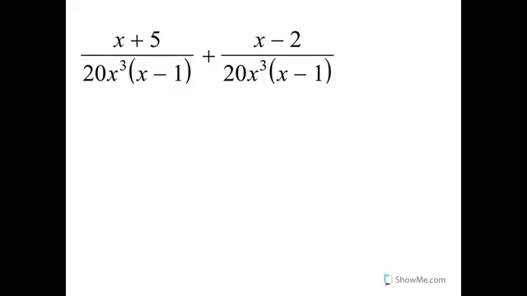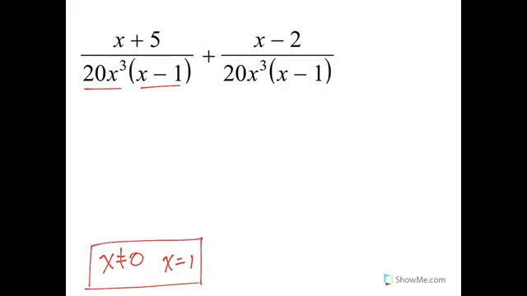If you wanted to take your excluded values right now, you could. Well, 20x to the third, well, that's x cannot be 0. And then the x minus 1, x cannot be 1. So those are our restrictions on our domain. Can't even use those.